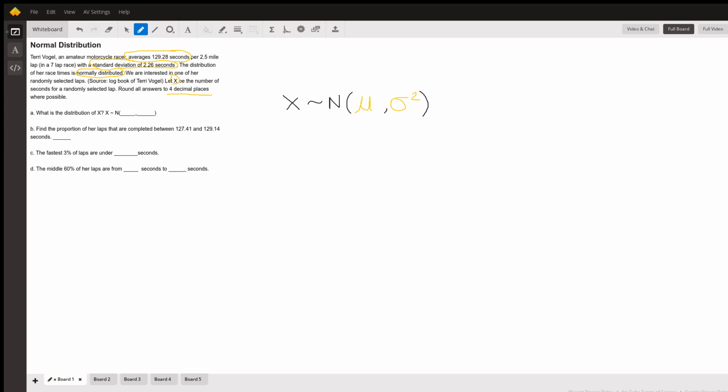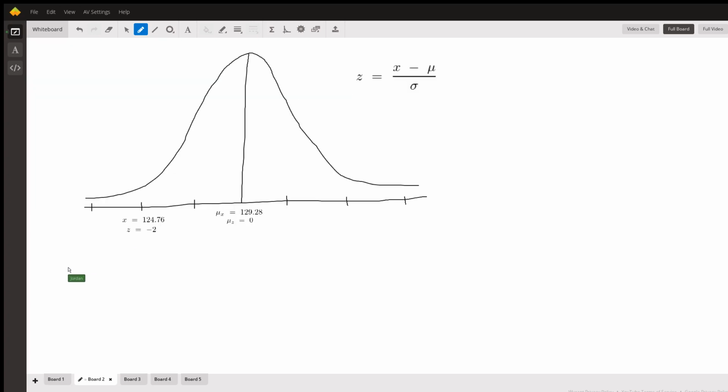It's going to be X tilde N, and then 129.28, 5.1076. That's what this is going to end up looking like when you hand it in. Cool. Next question.